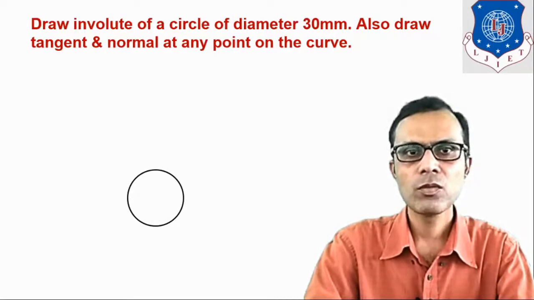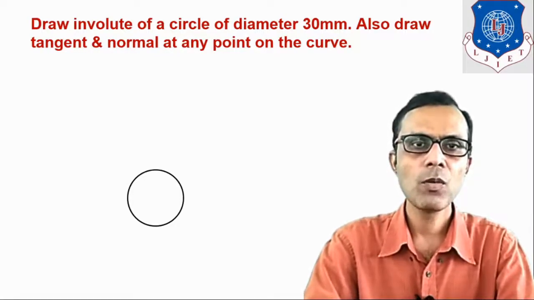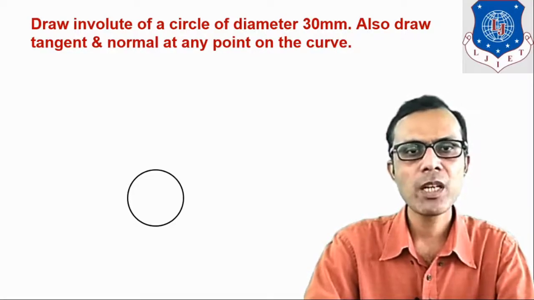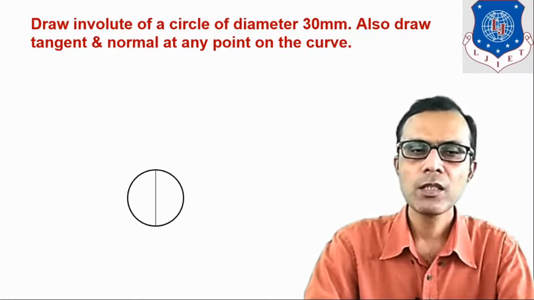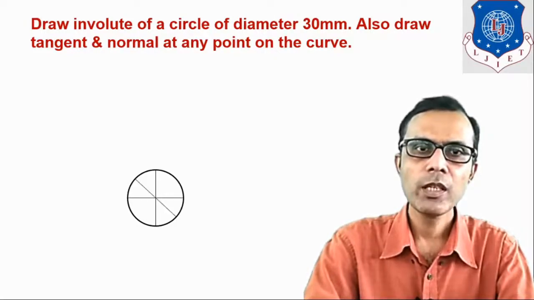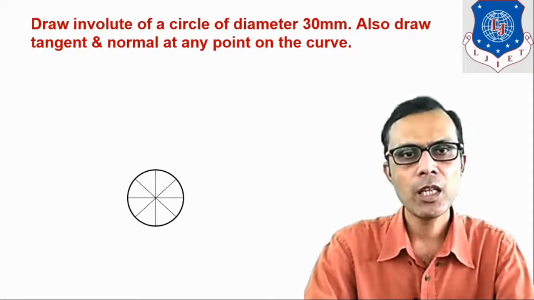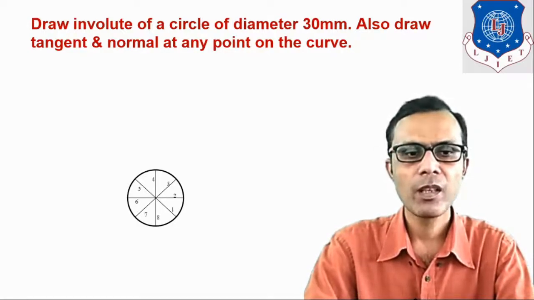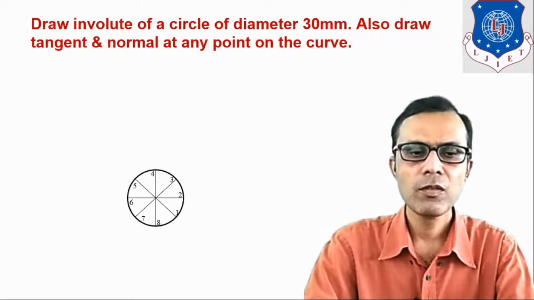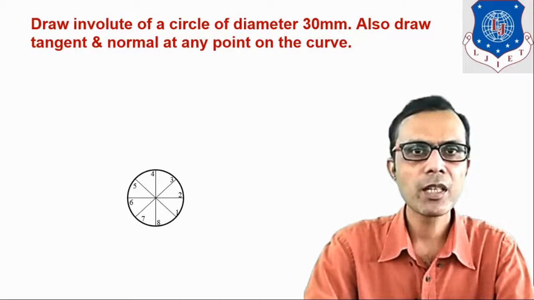Now to draw the involute, the first step is to draw a circle of diameter 30 mm. So we have to take radius 15 mm and draw a circle. We are dividing the circumference of the circle into 8 equal parts, taking one division equal to 45 degrees. Write down the division numbers 1, 2, 3, 4, 5, 6, 7, 8. These are the division numbers.